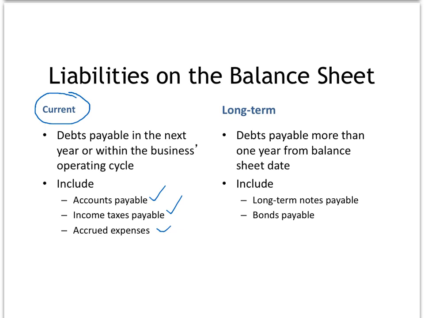And then we also have our long-term liabilities. Long-term liabilities, more than 1 year. They're due more than a year from the balance sheet date. This would be our long-term notes payable, like a 30-year mortgage, bonds payable, things that are out more than a year into the future.